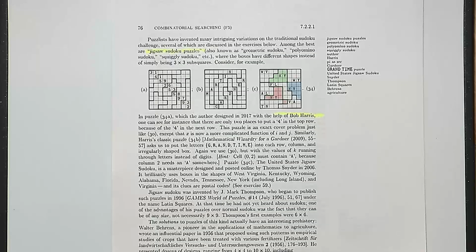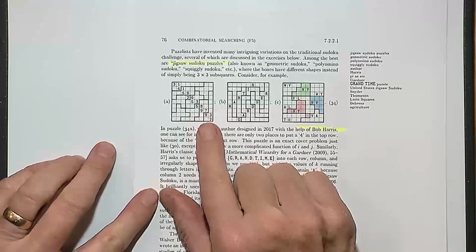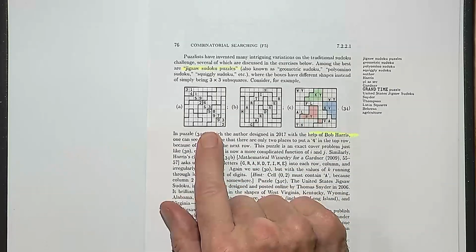Now, on page, okay, back to Classical 5. Now, let's go to page 76. Here we get to a very nice variant called, well, I like to call it jigsaw Sudoku. It has other names, geometric Sudoku, polyomino Sudoku, squiggly Sudoku. But here's my example of a jigsaw Sudoku.